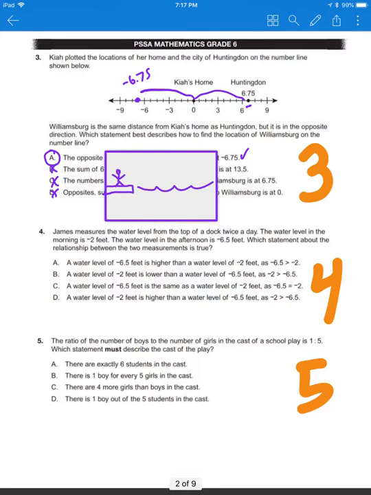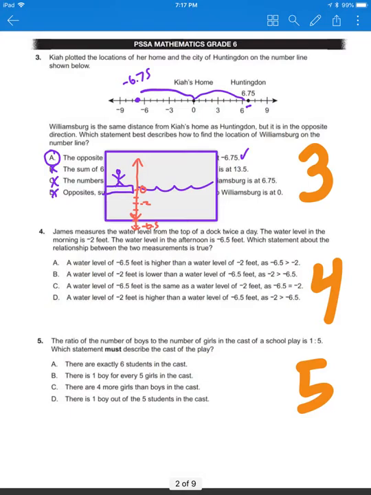So if you can imagine this as a number line, let me switch to a different color. And the water level would be at 0, because it represents 0. And the water level in the morning is at -2 feet. So -1, -2. And the water level in the afternoon is at -6.5 feet. So if I kept going, -3, -4, -5, let's say right here, -6.5 feet. And it says, which statement about the relationship is true?